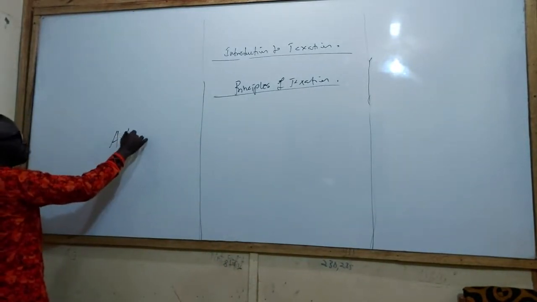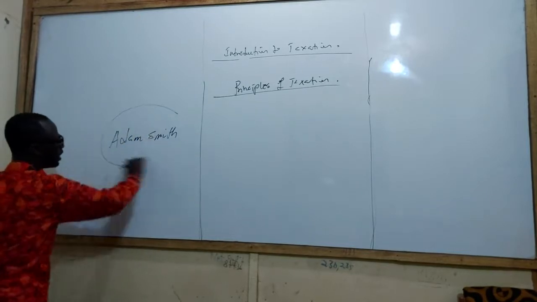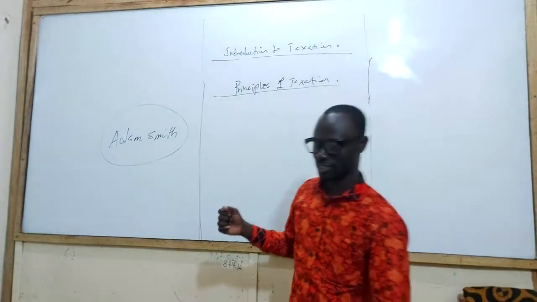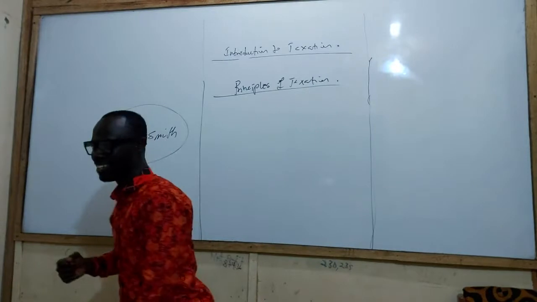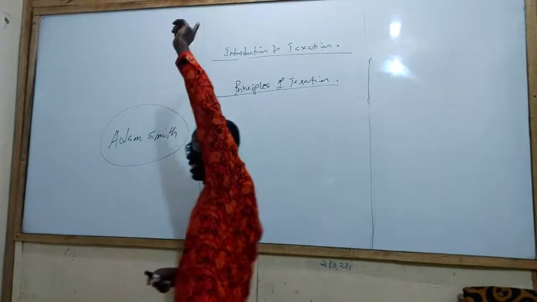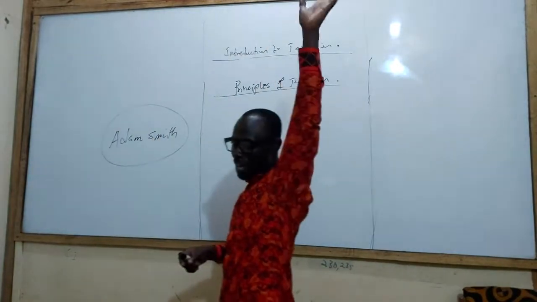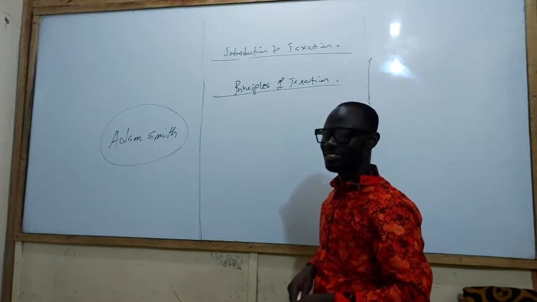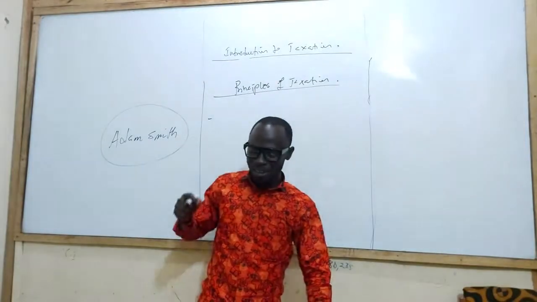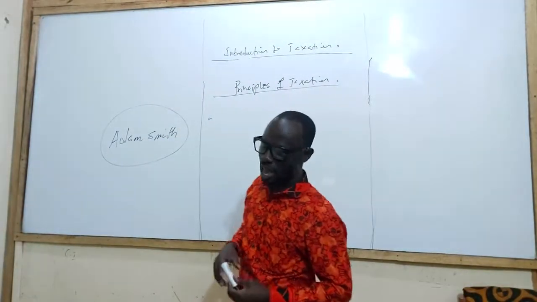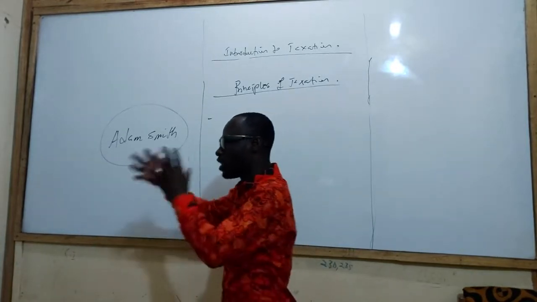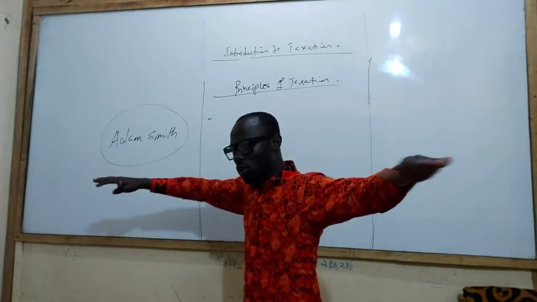This is what has been mentioned by Adam Smith, who has been accredited as the father of what? Economics. Father of economics, not father of tax. The father of tax, I've forgotten the name, but it dates back to the Roman Empire times. There are four principles. According to Adam Smith, every tax system, to be able to operate effectively and efficiently, must be built on these four basic principles.